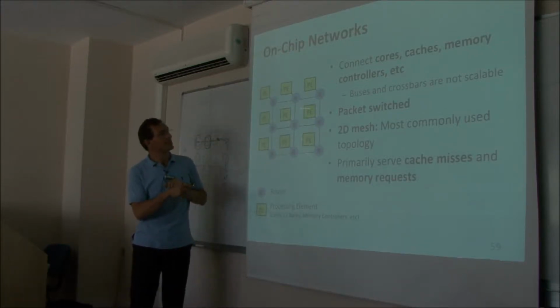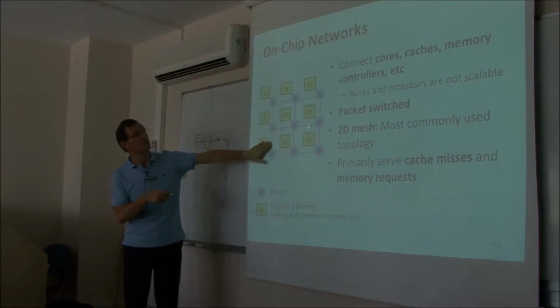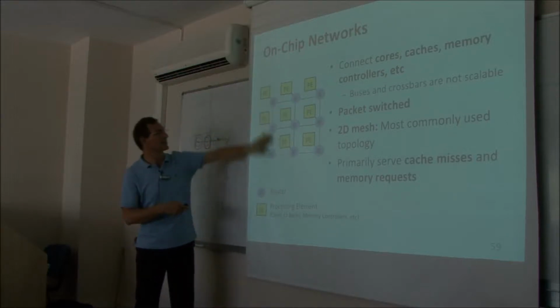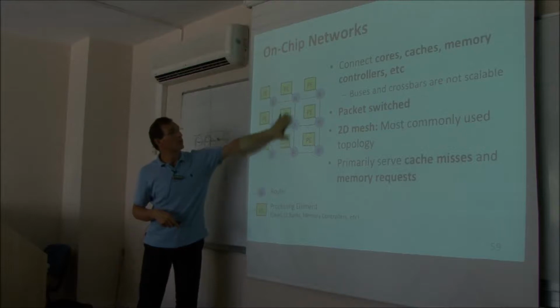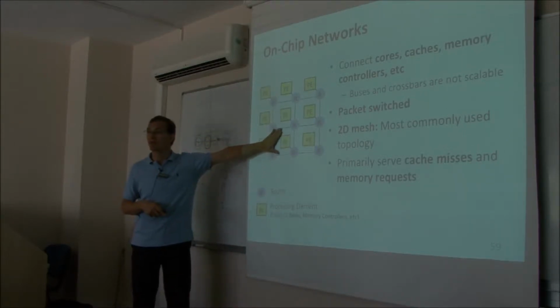These are packet switched. And this two-dimensional mesh is the most commonly used topology, but actually ring topologies look similar, right? You can actually design a ring that looks like this. And the goal in an on-chip network is to primarily serve the cache and memory requests, and some I/O requests as well.